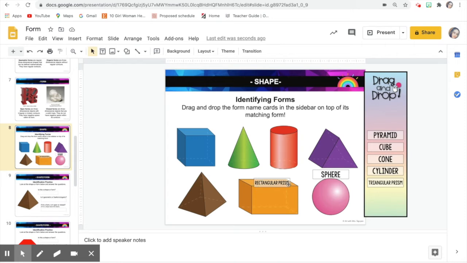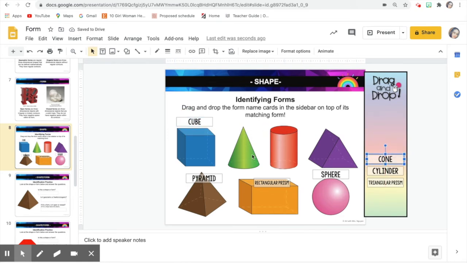Okay, let's be very careful with this next one. A pyramid. Let's think of the pyramids in Egypt and how they look. I'm going to say this is a pyramid, and I'm going to put it on top. A cube. A cube is made of squares. So a cube will be right here.